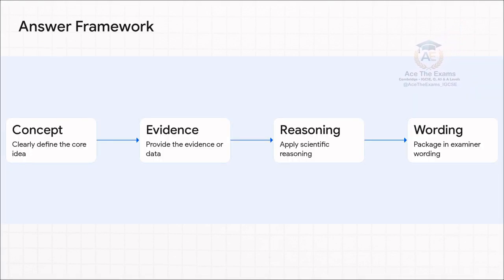So, let's dive into this. To survive the examiner's pen, you need a rigorous framework. It's a precise four-step process. 1. Clearly define the concept. 2. Provide the evidence or data. 3. Apply scientific reasoning to connect the two. And 4. Package it all up in precise examiner wording.